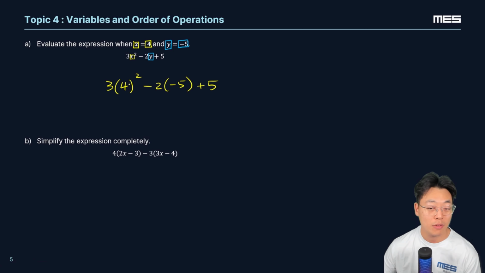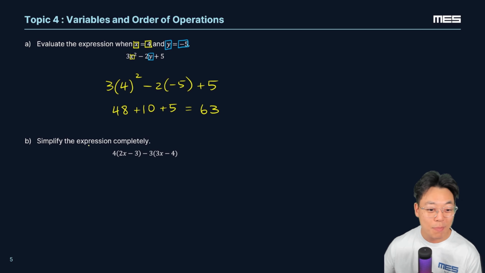So 4 squared, order of operations again, we always work with the powers first. 4 squared is 16, times the 3 is 48. A negative times a negative is a positive. 2 times 5 is 10. Add the 5, that'll be 58 plus 5, which is equal to 63.